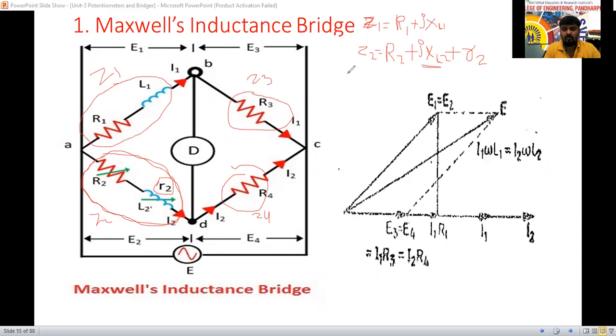Next, Z3 equal to, and Z4 equal to. Anyone tell me. Z3 and Z4.